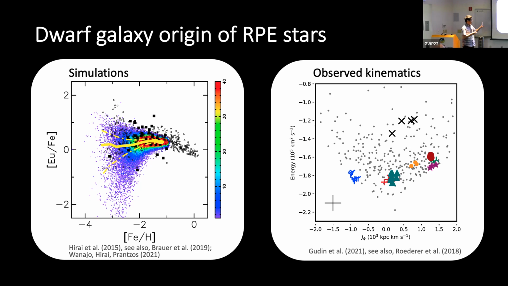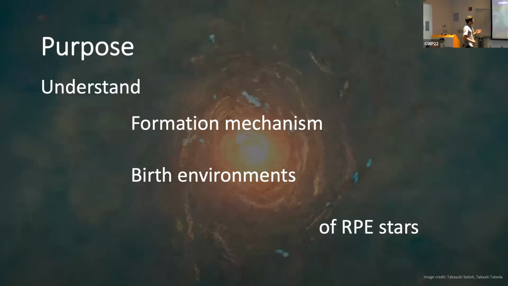However, we have pieces of information, but we do not know for certain when, how, and where the R process enhanced stars are formed. So the purpose of this study is to understand when, where, and how the R process enhanced stars are formed in the context of galaxy formation.